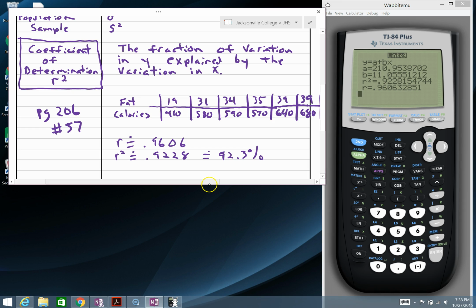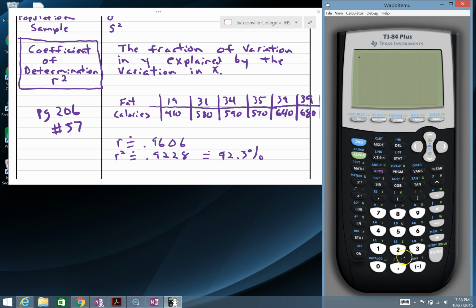How do they arrive at that? First, it is literally the square of this value R. If I take 0.9606 and square it, we'll get approximately 0.9228. Let me show that. 0.9606 quantity squared is going to be remarkably close to 0.9228. There you see it. So one way to find R squared is to simply square R. Okay, but now I want to see if I can drive home what they mean here by the fraction of variation in Y explained by the variation in X.